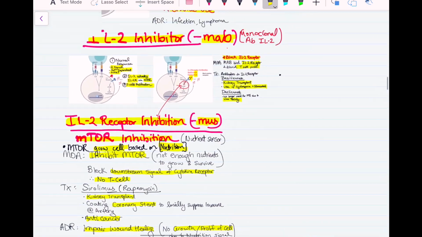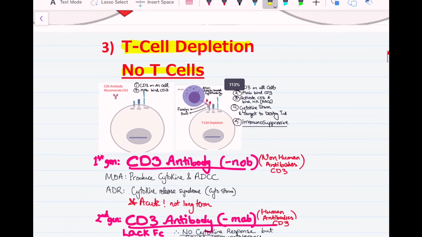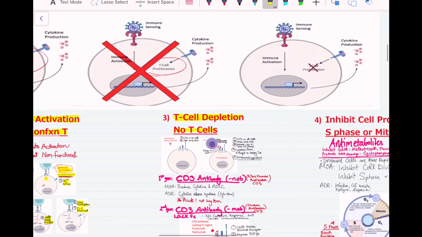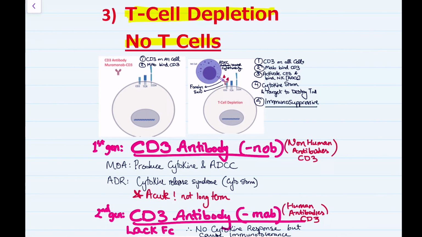Next, we talk about T cell depletion, where so far we talked about how we can attack the cytokines, how we can attack the receptor, or how we can attack the mTOR pathway here, so we don't get T cell proliferation. Now, lastly, we just talk about how we have zero T cells. Number 3, we talked about total T cell depletion. We have two types here. We have the CD3 antibodies and then anti-thymocyte globulins or thymoglobulin.